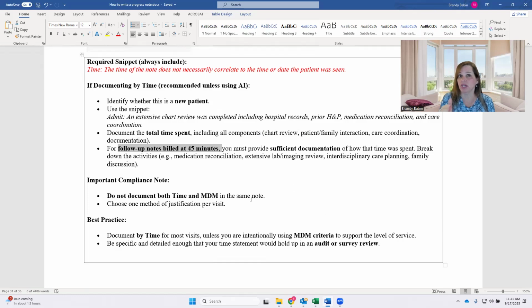So you only bill advanced care planning if you're at a 310. If you're at a 309, use that time to bring you to a 310. So make sure if you're using 45 minutes that that's justified. Do not use time and MDM. If you're a nurse practitioner that is not using AI, I want you to use time. If you are using AI, I want you using MDM.